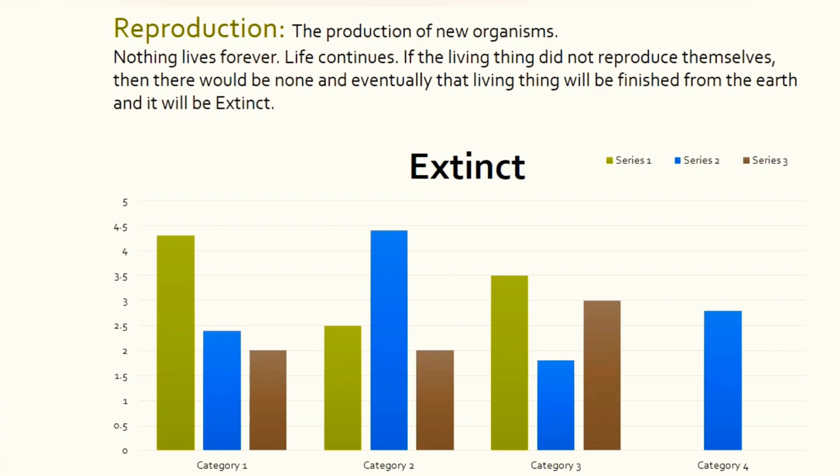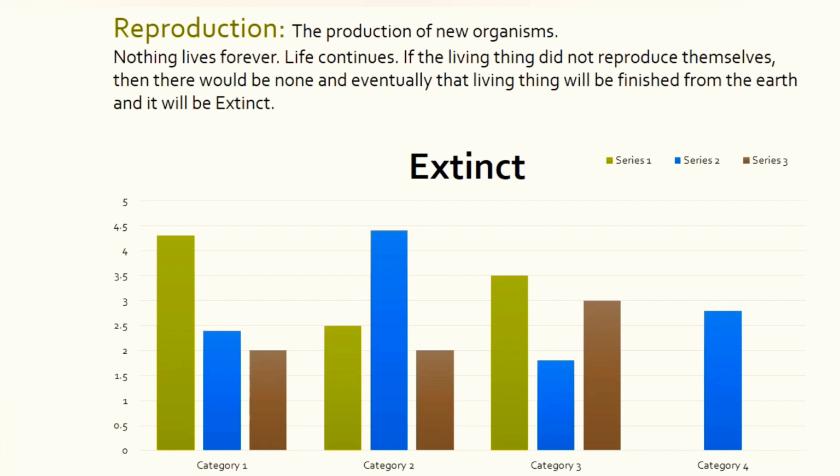Here it's a graph. You can see there are 3 colored bars. Series 1 is a type of plant. Series 2 is the second type of plant. Series 3 is the third type of plant. Okay, I'll tell you about it later, but let me tell you about reproduction.